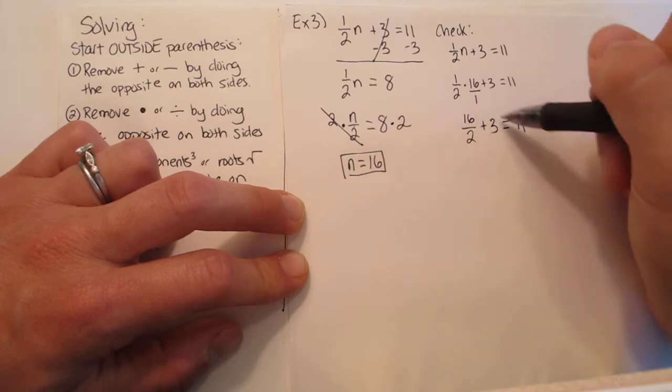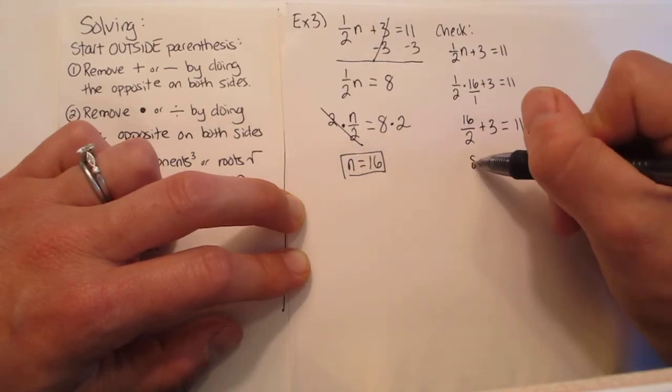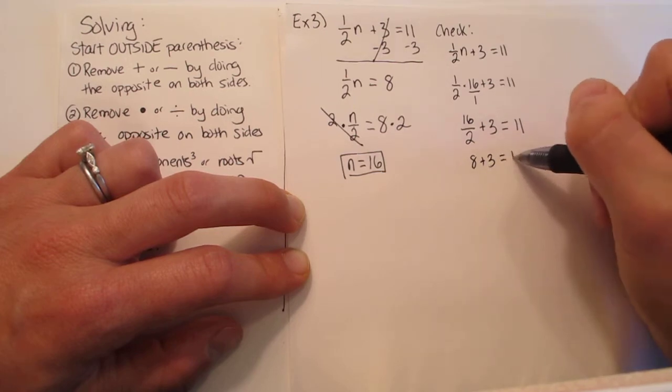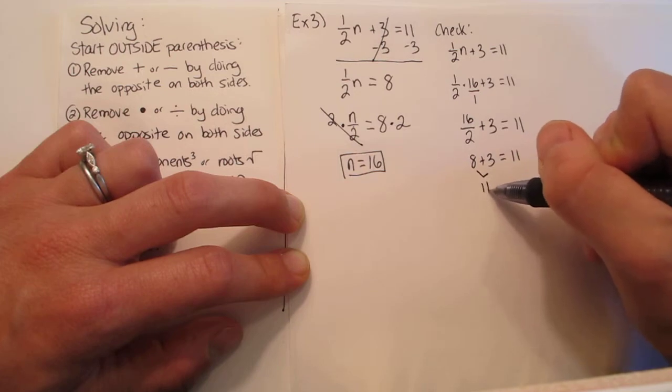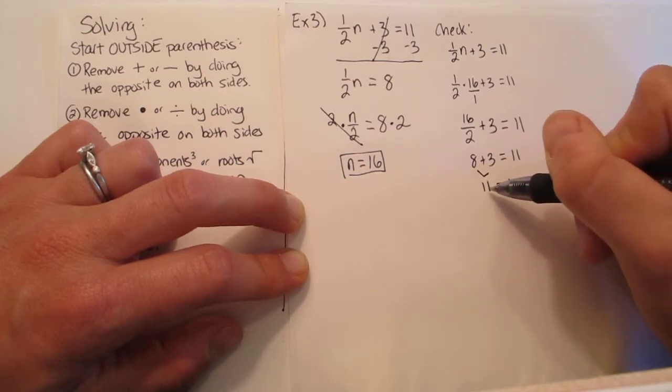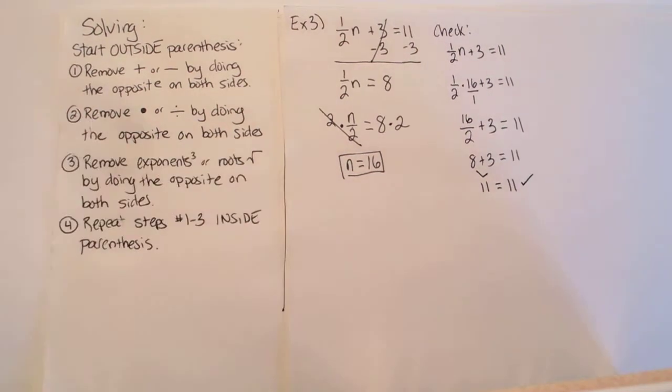And then I'm just using order of operations to simplify the left. 16 divided by 2 is 8. I'm going to bring everything else down. And I'm still simplifying the expression on the left, which is 11. Since the left-hand side and the right-hand side match, I know I've done it right.